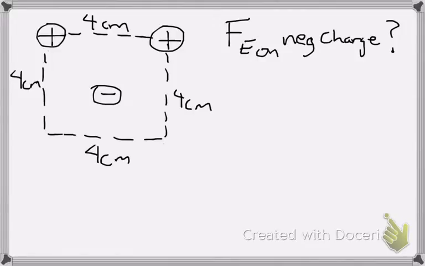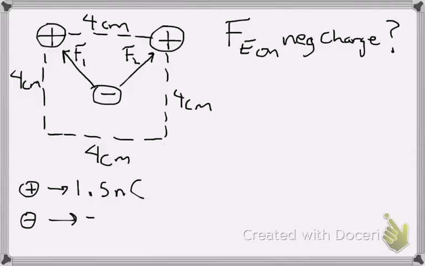Now, I gave that this is a perfect square, and each side is 4 centimeters long. So we also need to think of, okay, what are the charges? Because we have 2 forces pulling on this thing, and there's nothing pulling against it anymore, so we have to figure out what it is. Now, both positive charges are 1.5 nanocoulombs.